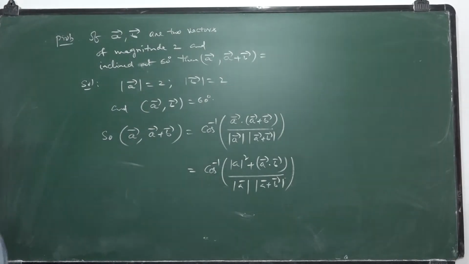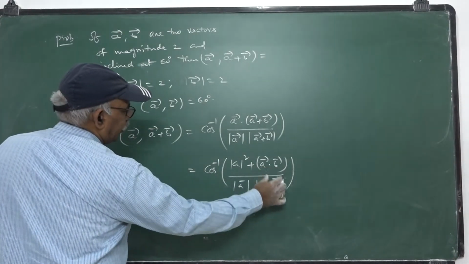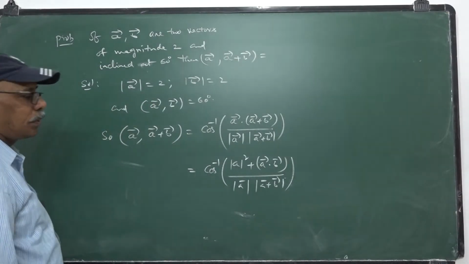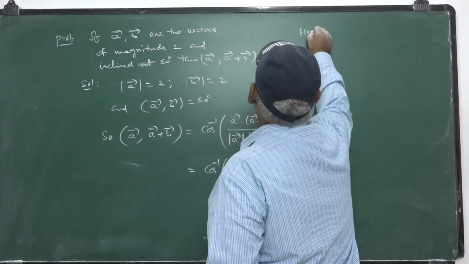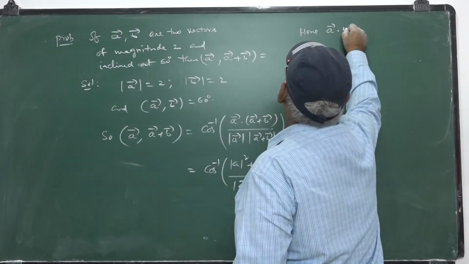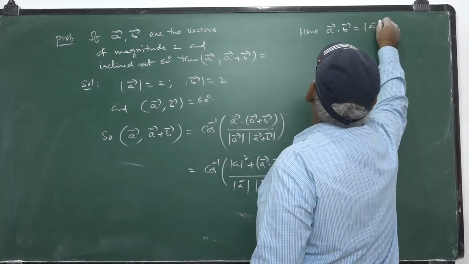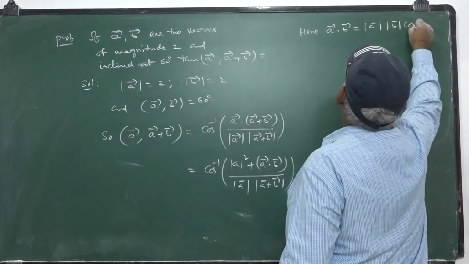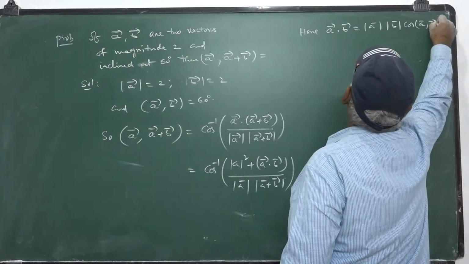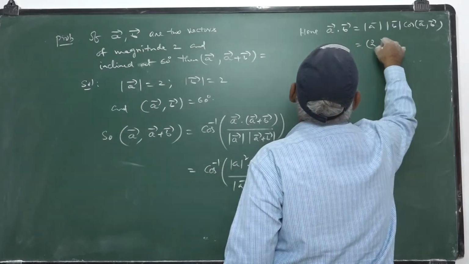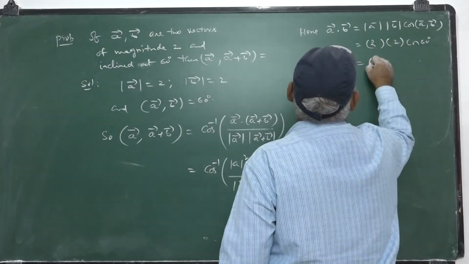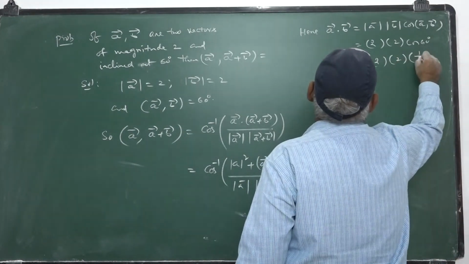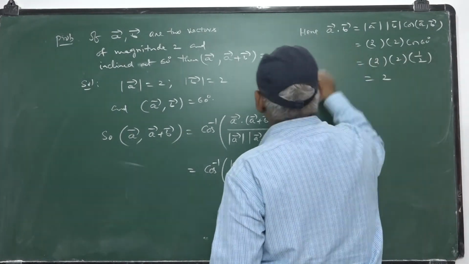Now you have to find the dot product of A bar and B bar to get this angle. Here A bar dot B bar is mod A bar mod B bar cosine of the angle between A and B, that is 2 into cos 60. Cos 60 is 1 by 2, so that is 2 itself. So A dot B is 2.